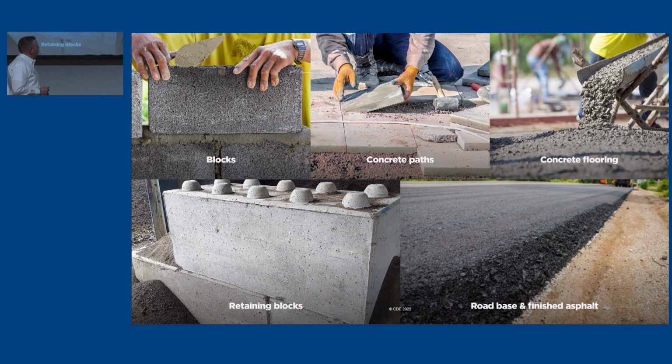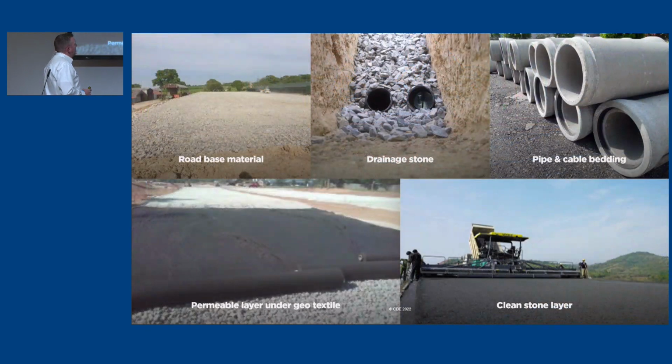Some more of the applications, building blocks produced in the UK, the permeable sand under concrete paths or patio areas, concrete flooring, asphalt, and the retaining blocks. Some of the added value products, some of the products that will benefit from using the recycled material and preserving our natural resources.